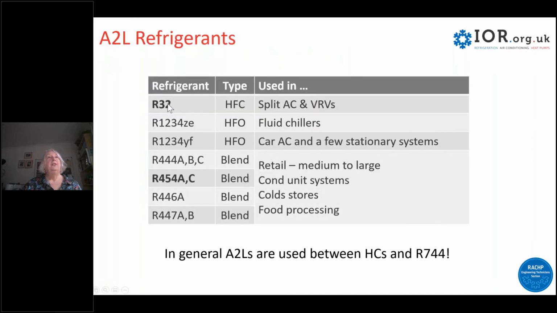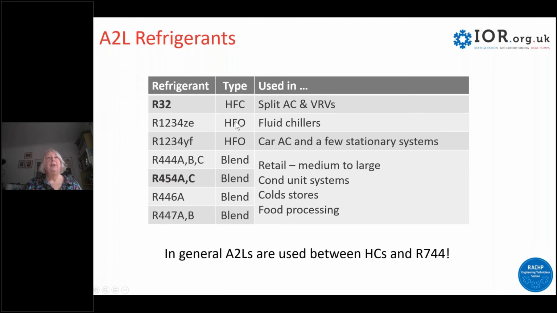The A2Ls, there are a lot of them now. The predominant ones I've put in bold here. So R32 is very widely used. It's an HFC, but it's unusual because it's a flammable HFC, and it is widely used now in split air conditioning, but also VRV, VRF type systems as well, possibly in some refrigeration applications.